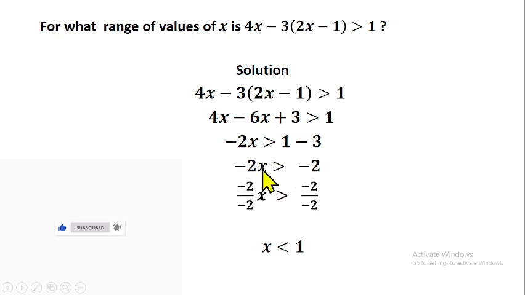So in this case, we divide both sides by minus 2. Divide this side also by minus 2. Minus 2 takes care of minus 2, that means you have x left. Then this inequality will change to less than.